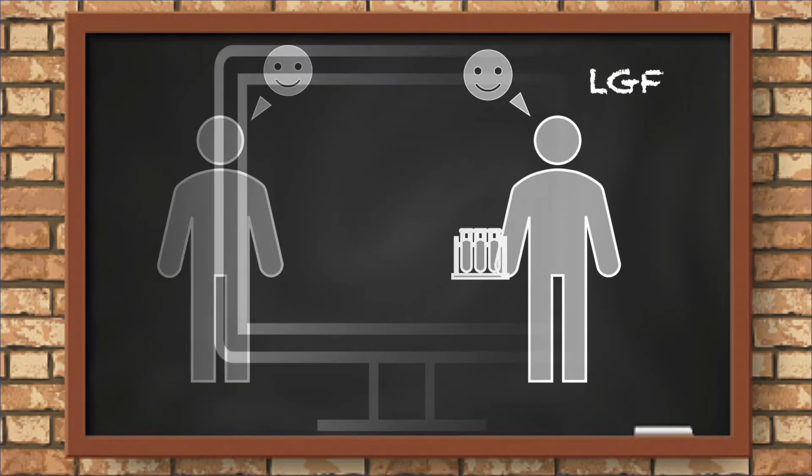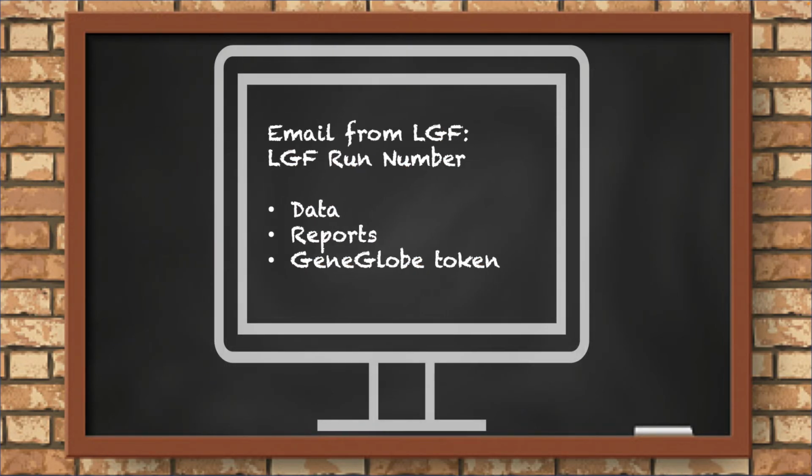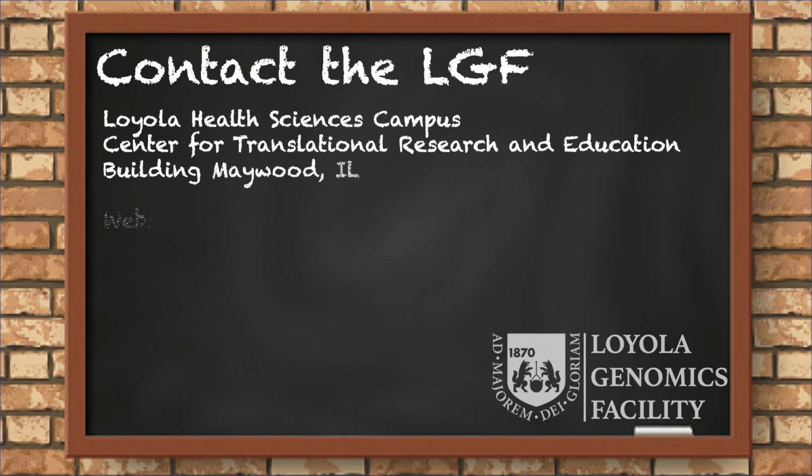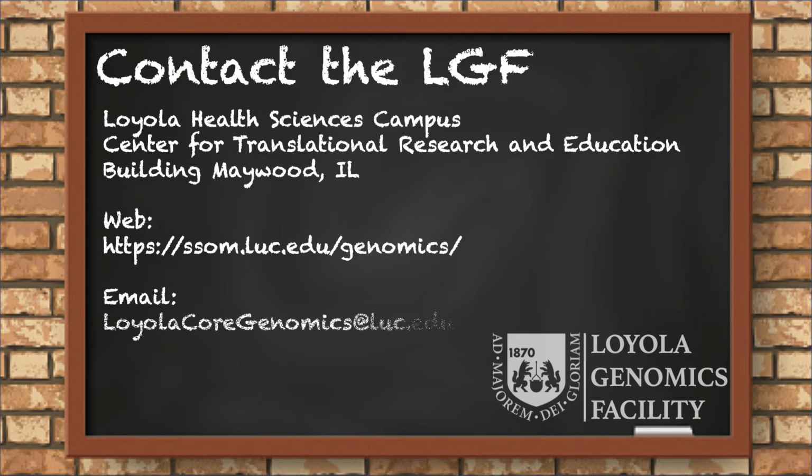When your data is complete, you'll receive an email with a link to your data, quality reports, and, if one is associated with your LGF solution, a token for accessing data analysis websites. Following these steps will help make sure your samples are processed quickly and efficiently, and that you receive the data you need for your experimental analysis.